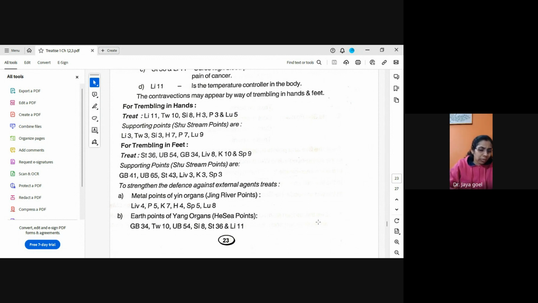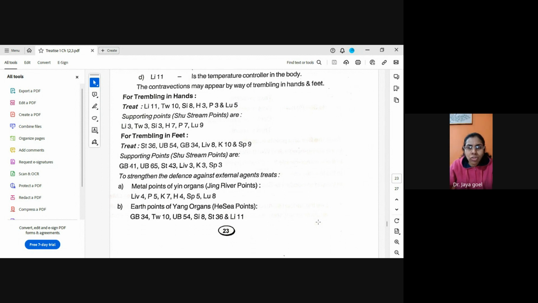Now we study about the indications of this. This is the chart. Sir, please come down on the next page.